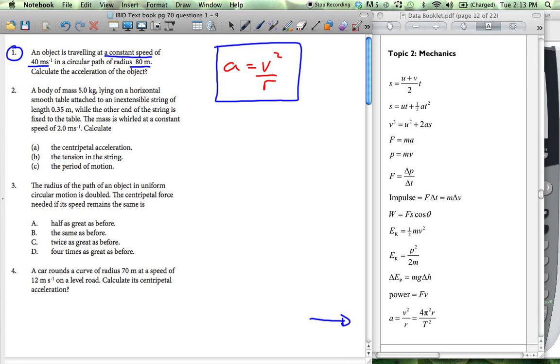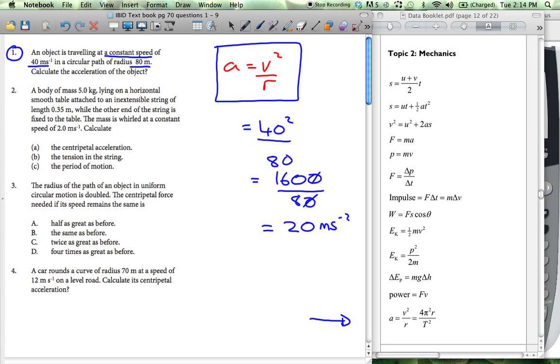We have our velocity equal to 40, so it's 40 squared divided by 80. So we're going to get 1,600 divided by 80, and that's going to equal 20. So it will be 20 meters per second to the minus 2.